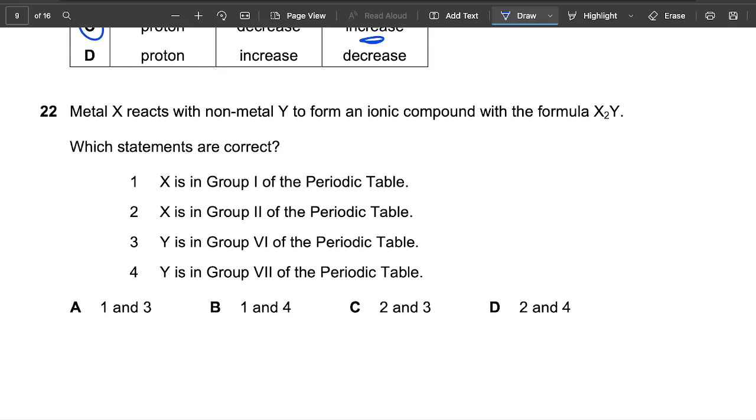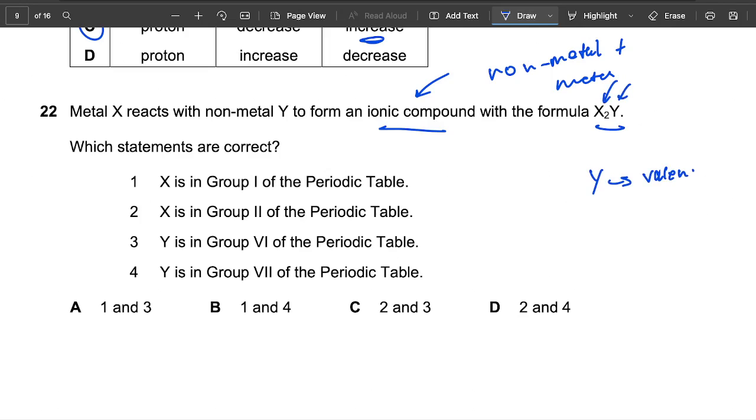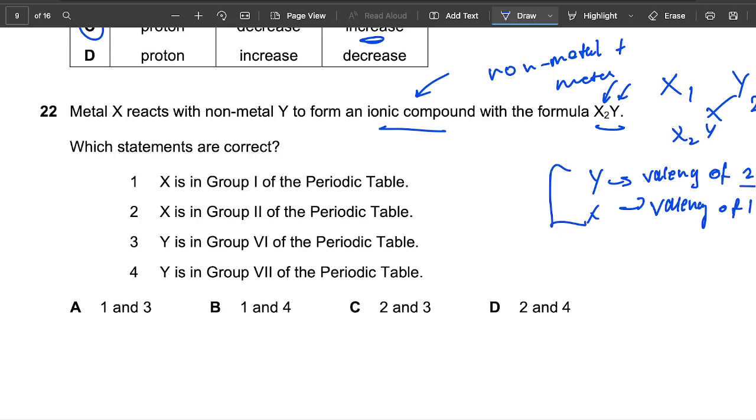Metal X reacts with non-metal Y to form an ionic compound. An ionic compound is a non-metal plus a metal. With this formula, if it's X2Y, that means Y has a valency of 2 and X has a valency of 1, because they switch. Now if it's a valency of 2, it could be in either group 2 or group 6. This is for Y. And for X, if it's a valency of 1, it is either in group 1 or in group 7.